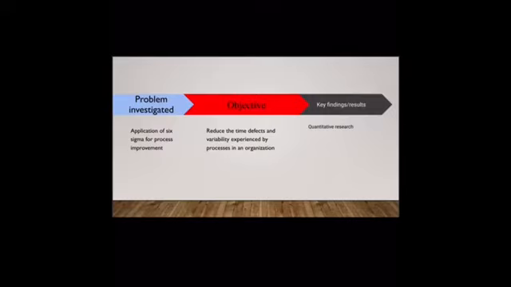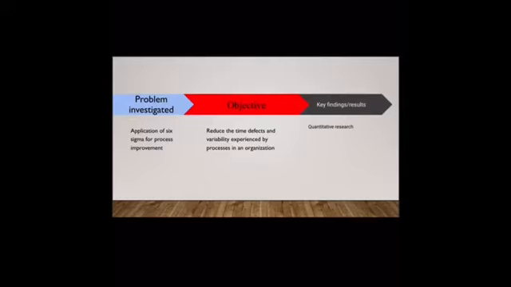Our group chose the first topic, which is application of Six Sigma in process improvement. We chose this topic mainly because various sources can be found related to it and help us do deeper analysis of Six Sigma and its application in this industry. The objective of this analysis is to reduce the time defects and variability experienced by processes of an organization.